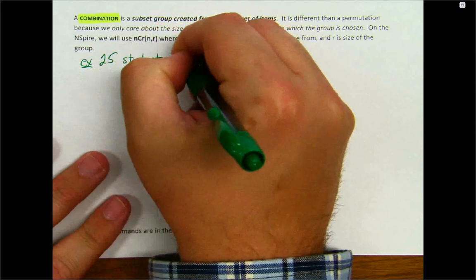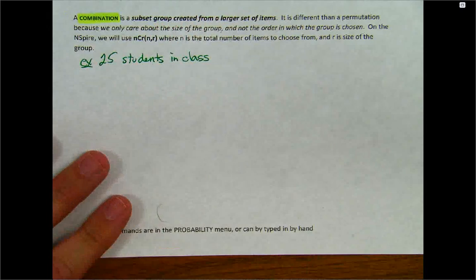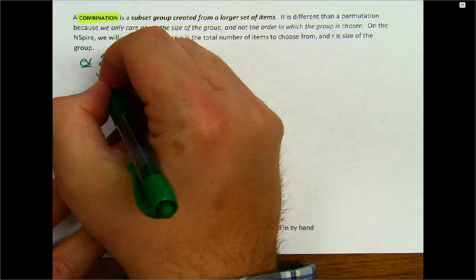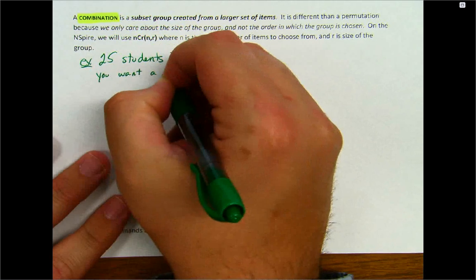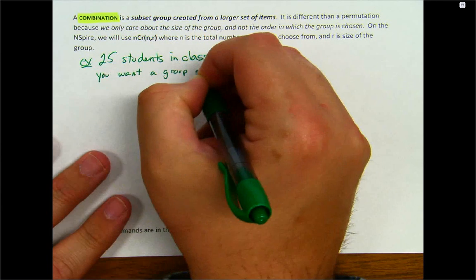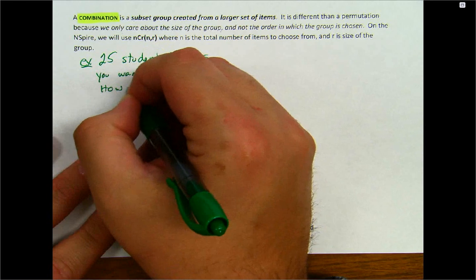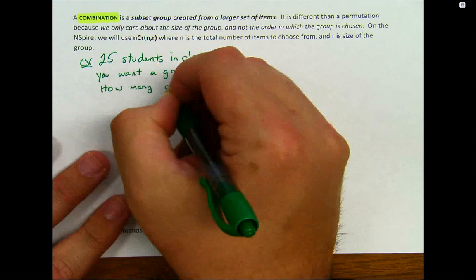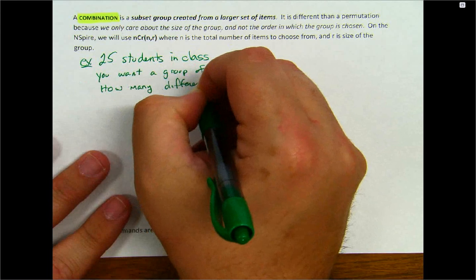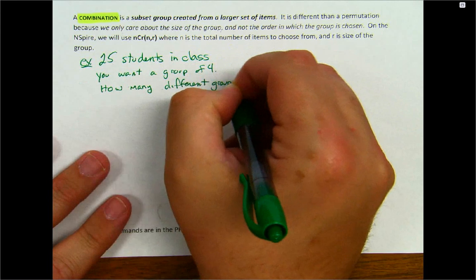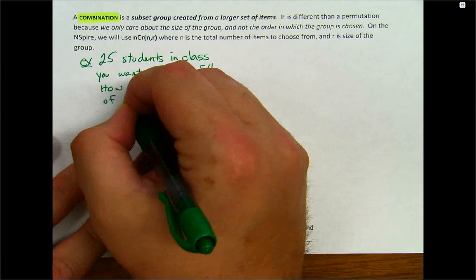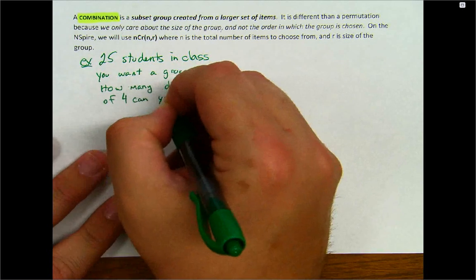So, example, you have 25 students in class. You want a group of 4. And the question would be how many different groups of 4 can you make?